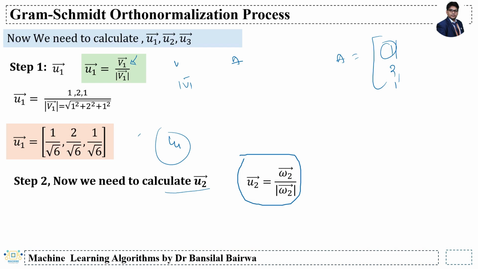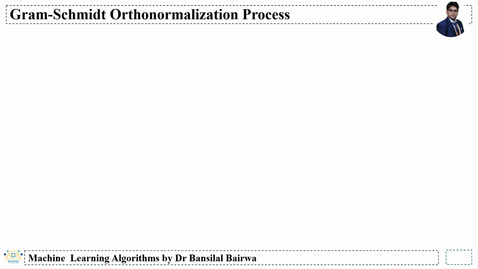So again, what is that omega 2? This vector we need to calculate, and I have mentioned the formula for omega 2. What is omega 2? We will calculate omega 2 as v2 minus the projection on u1, where u1 is the vector we identified in the previous step, step 1. Then v2 is the second column vector of the A matrix, the first matrix that we are using. And u1 is again what we calculated in step 1, right?